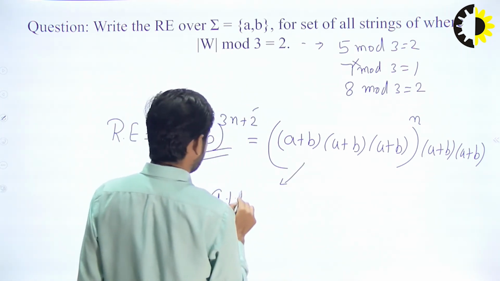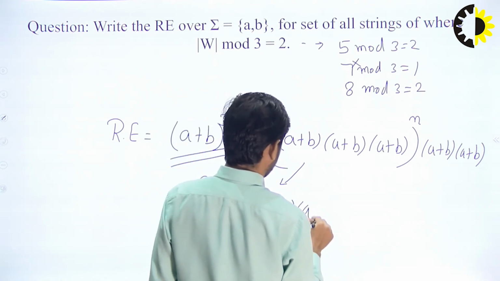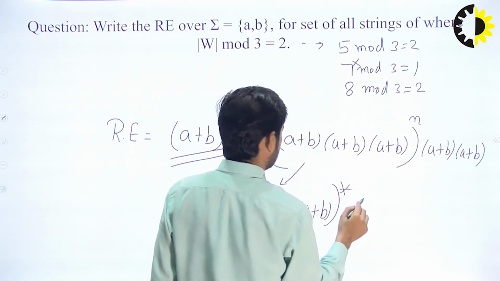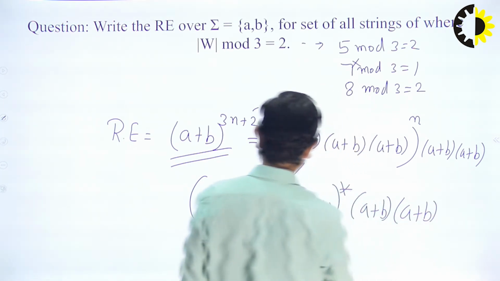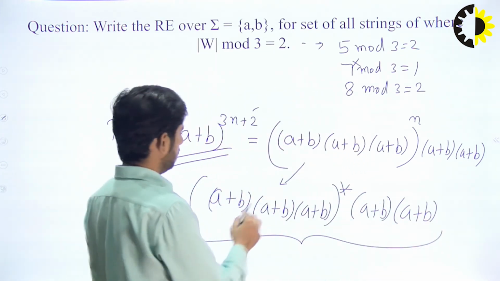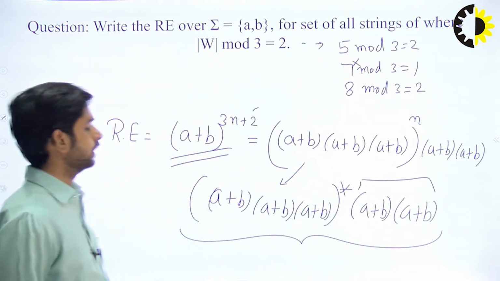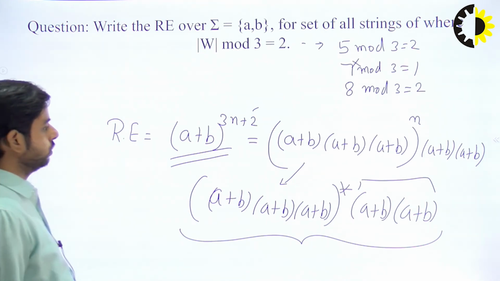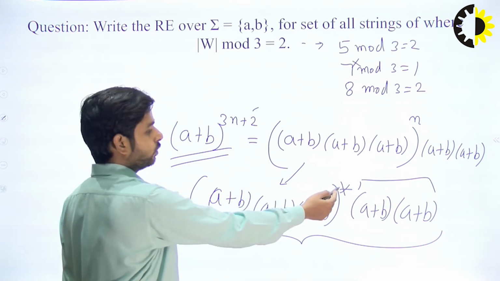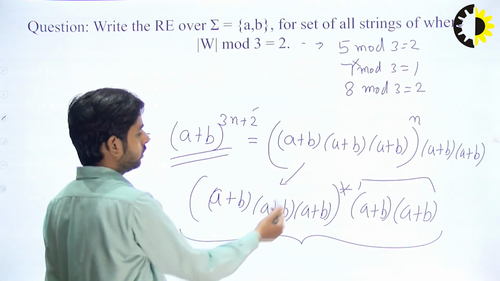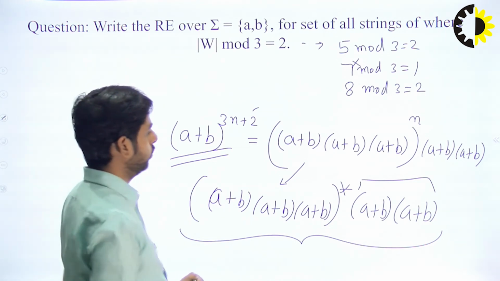So the required will be ((a+b)(a+b)(a+b))* and (a+b)(a+b). This is the final answer. Okay, this string is divisible by 3 and this is the remainder. Okay, so it contains 3 and 2, 5. It contains 6 if this power is 2, 6 and 2, 8. This power is 3, 9 and 2 is 11. Always remainder will be 2.